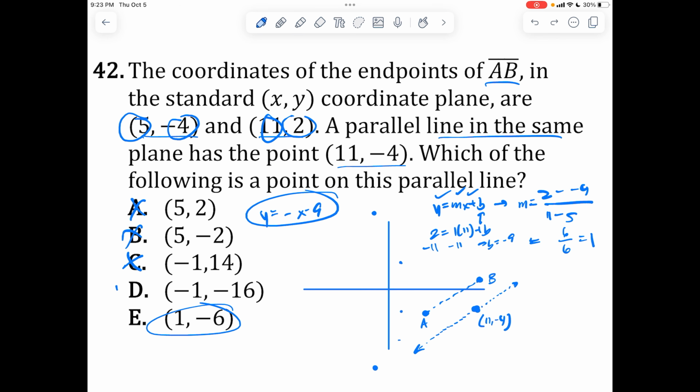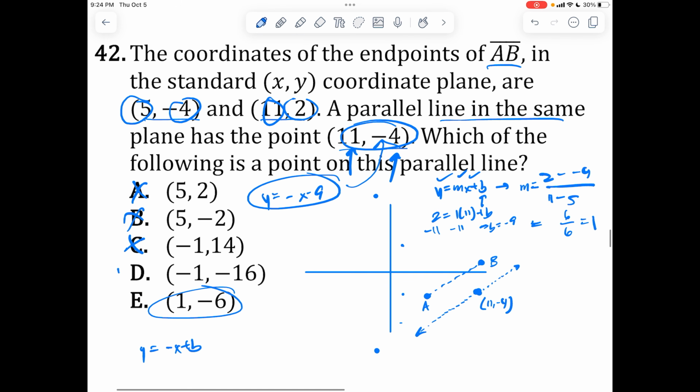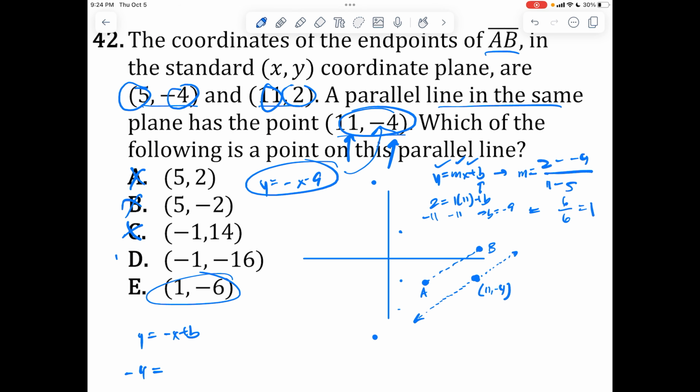All right, this is the equation of this line right here that has these 2 points. Now, again, we're looking for a line that has the same slope, but this point. So, again, what's that going to be? We know it's going to be y equals negative x plus b, we just have to identify the b. We can do that by plugging in this x value and y value. Negative 4 equals negative 11 plus b. Add 11 on both sides. B equals 7. Okay? So now we have y equals negative x plus 7. It's our other line.